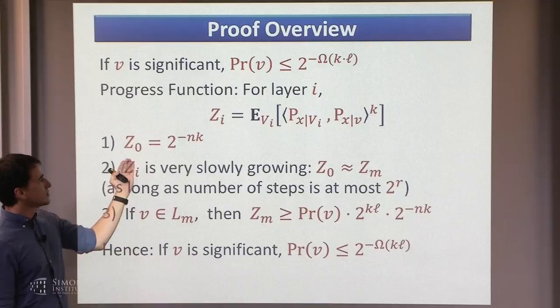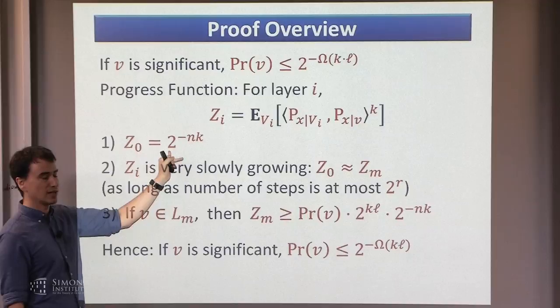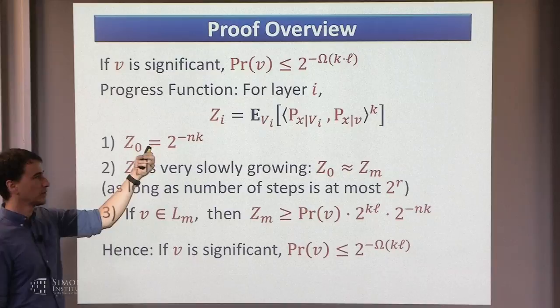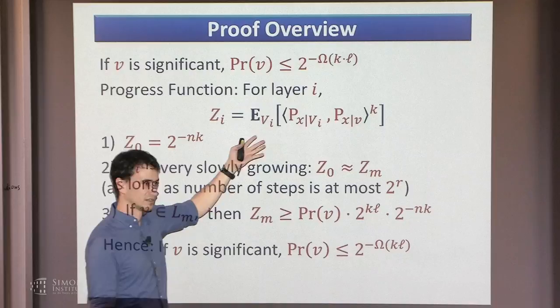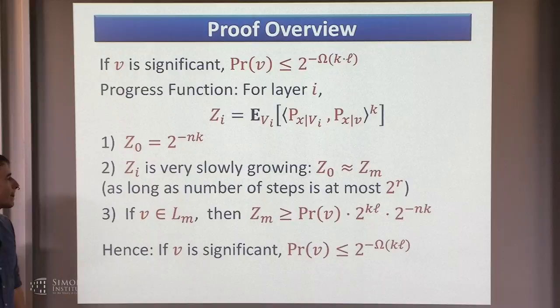OK, so let's show these three bullets. What is the value of this progress function in the beginning? What do we have in the beginning? In the beginning, we don't know anything about x. So this is really the uniform distribution. The inner product of any distribution with the uniform distribution is exponentially small in n, 2 to the minus n exactly. So we get here this thing.